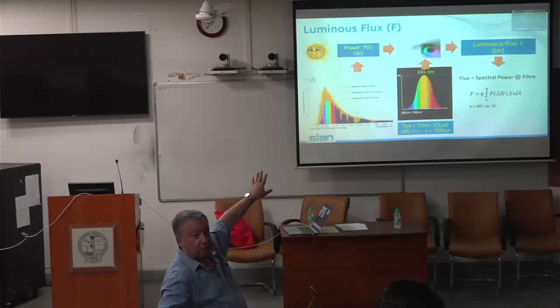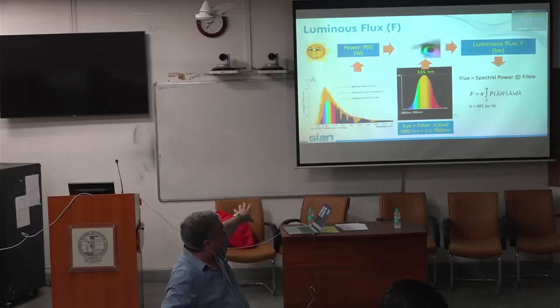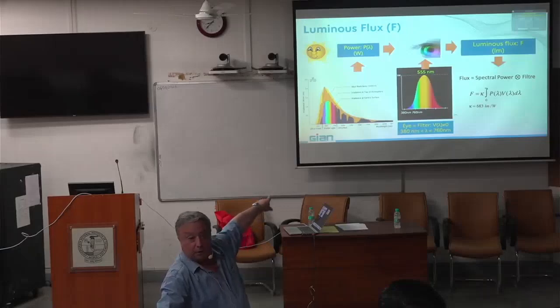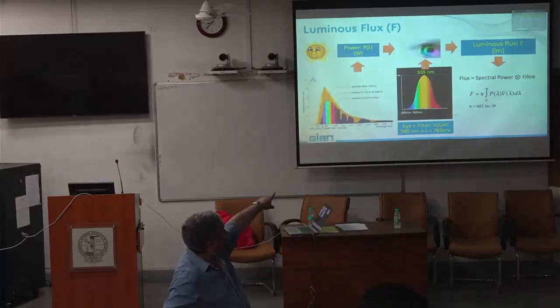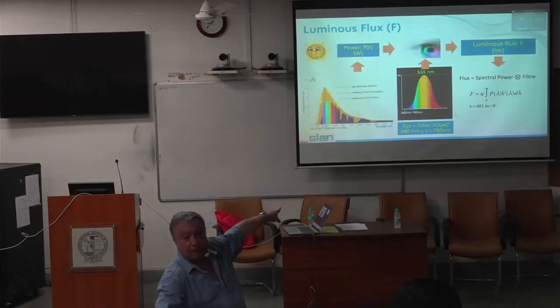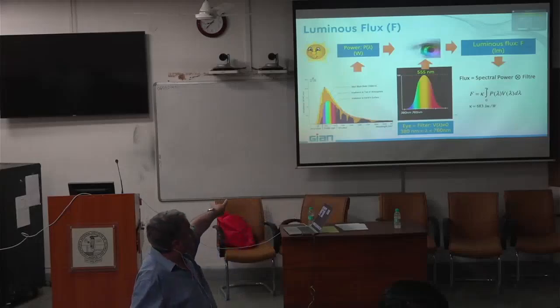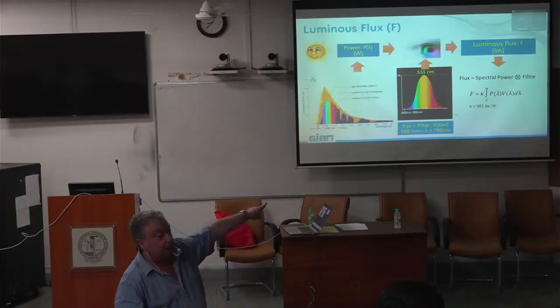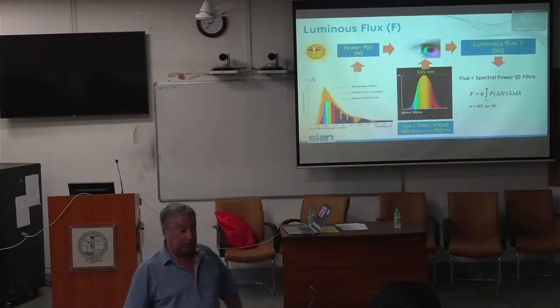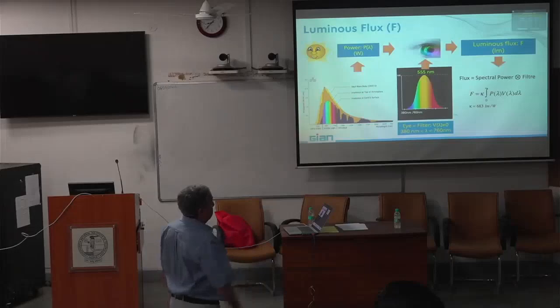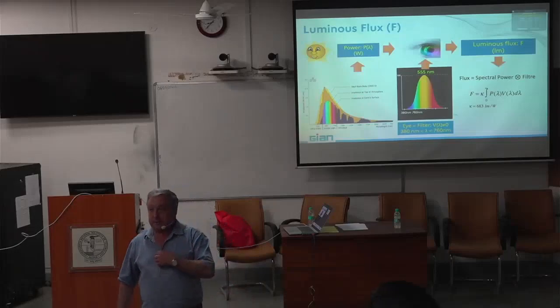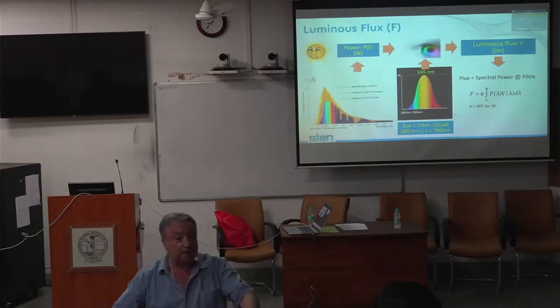Either inside the atmosphere or outside of the atmosphere, you don't care about. This light is perceived by the eye. We discussed today about the eye, it is filtered by that curve, which is the V of lambda. It's a standardized filter. And then the flux, the luminous flux, is the convolution between the spectrum and the filter. Okay? And the 683 in the front has been calculated, as I showed you yesterday.